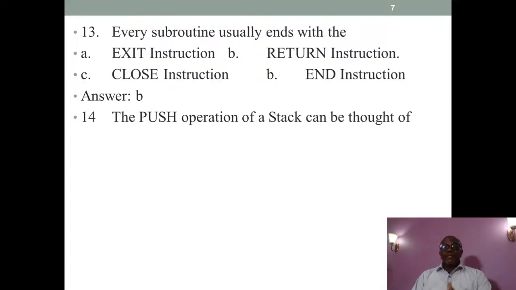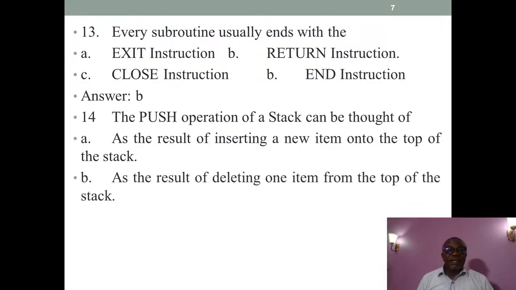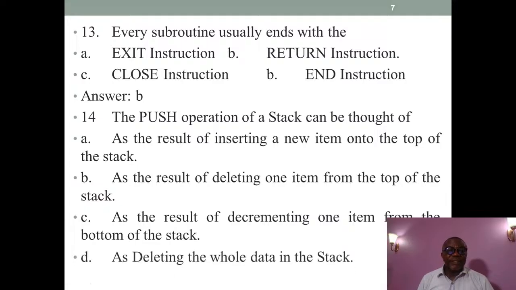The push operation of a stack can be thought of as the result of inserting a new item onto the top of the stack. B, as the result of deleting one item from the top of the stack. C, as the result of decrementing one item from the bottom of the stack. D, as deleting the whole data in the stack. We say our answer is A.